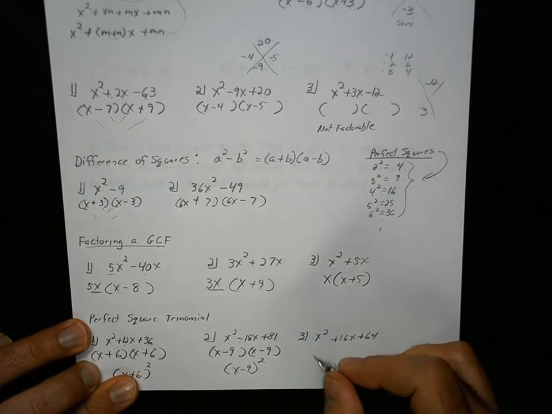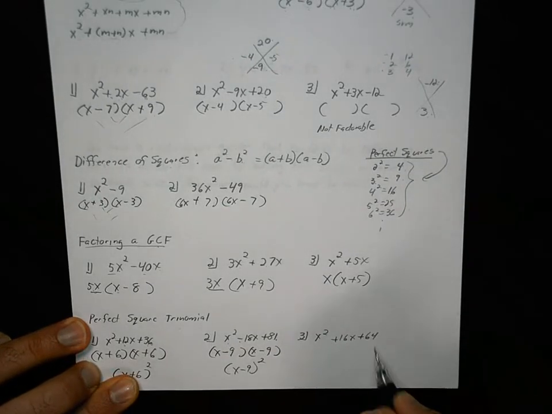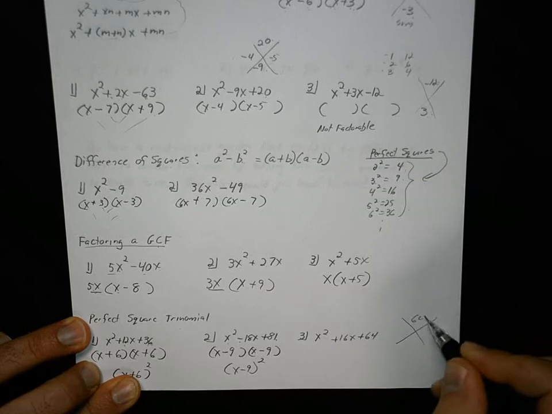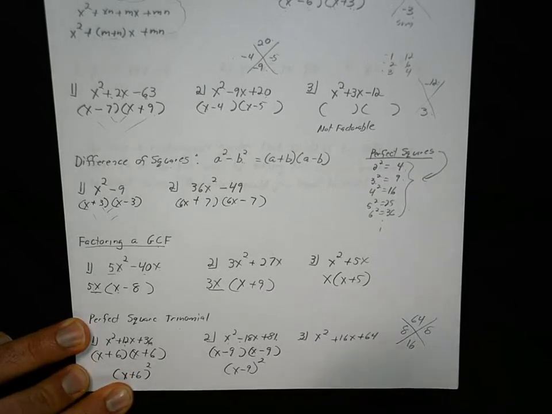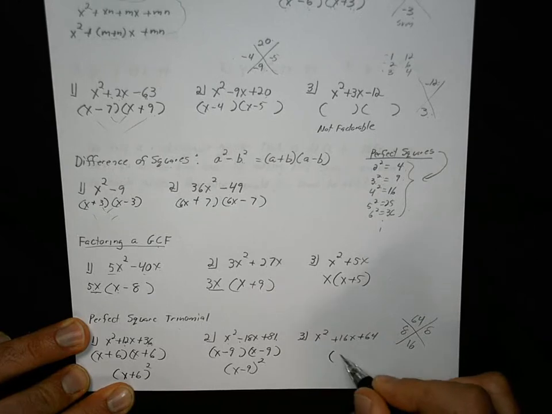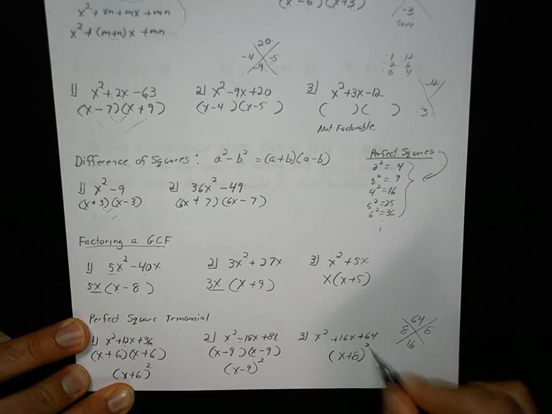Okay, one last one here. So let's do a diamond on that. 64 and 16. 8 times 8 is 64 and it adds up to 16. So it's x plus 8 squared.